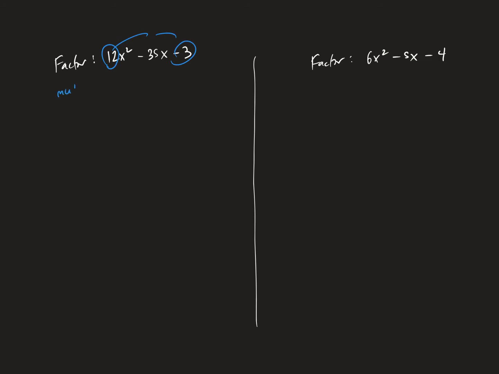So I want two numbers that multiply to give me negative 36, and I want two numbers that add to give me the middle number, which is negative 35. Those two numbers are negative 36 and positive 1. That's the same process whether you're doing grouping or box. So I'll do grouping first. I'm going to use that to write the middle terms.